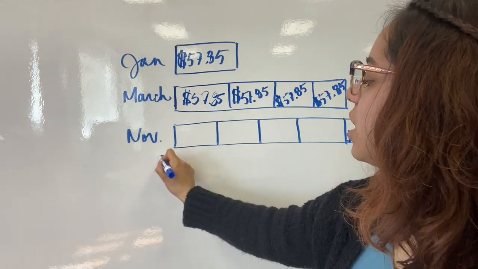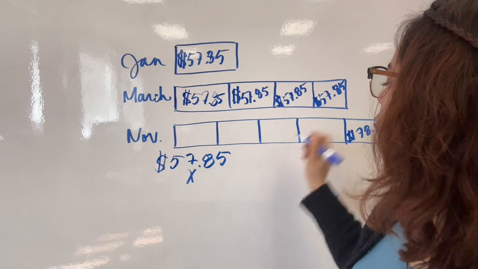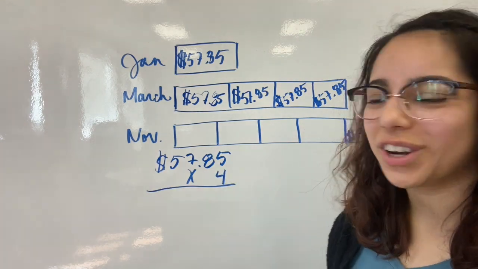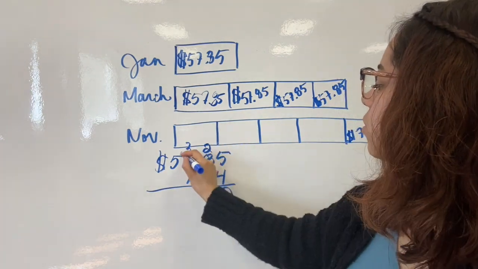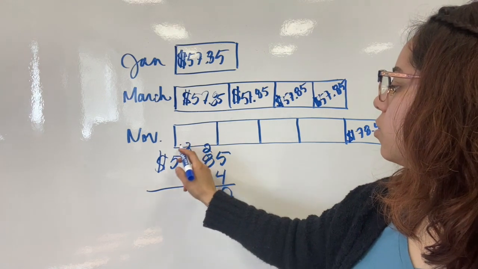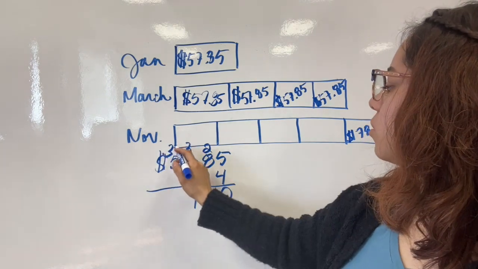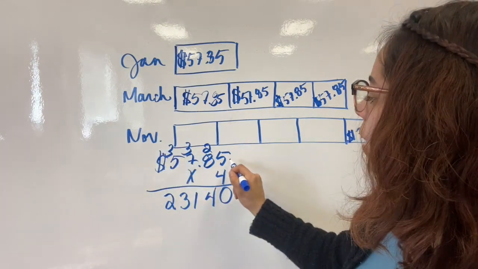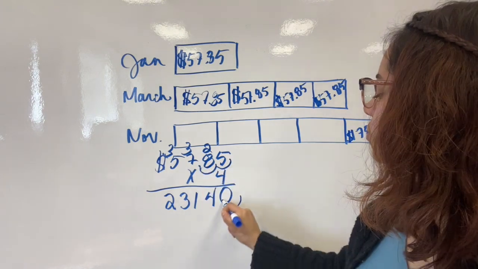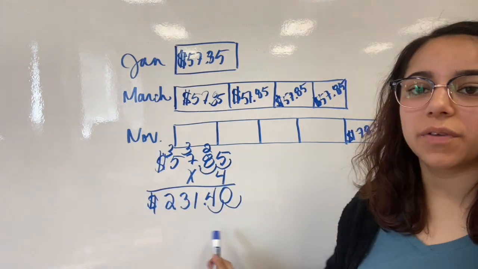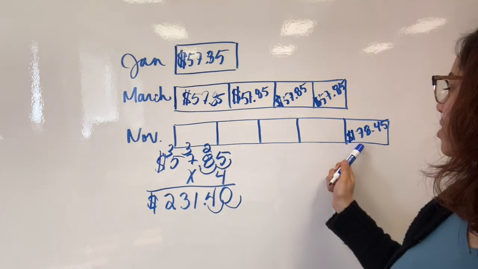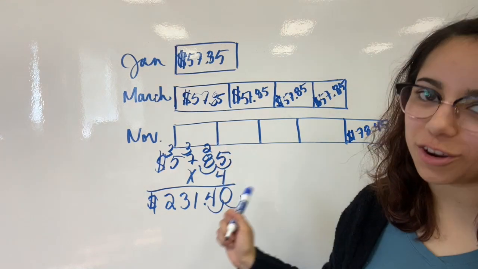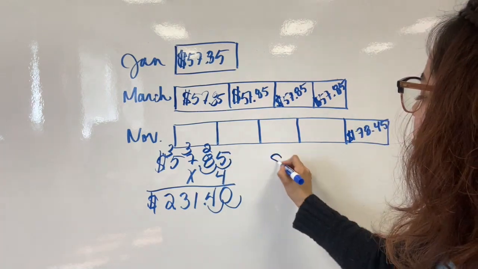So we have $57.85 times 4. Now let's go ahead and figure it out. Okay, now what we're gonna do is we're gonna count our loops. Okay, so we found out how much she had in March. Now we just need to add the $78.45 to figure out how much she had in November.